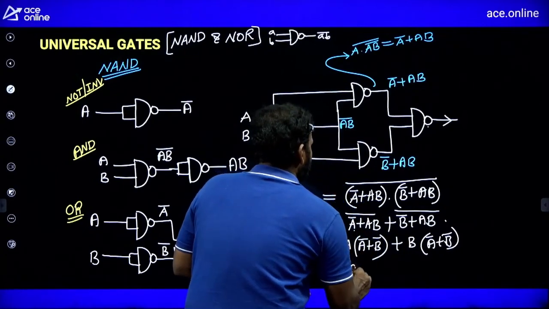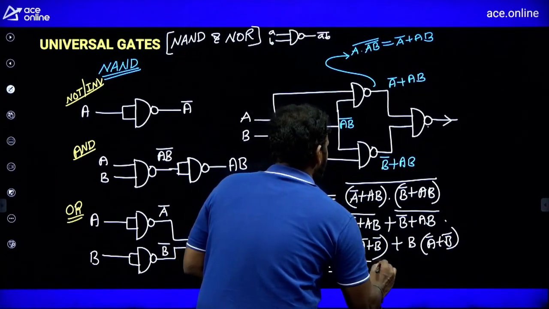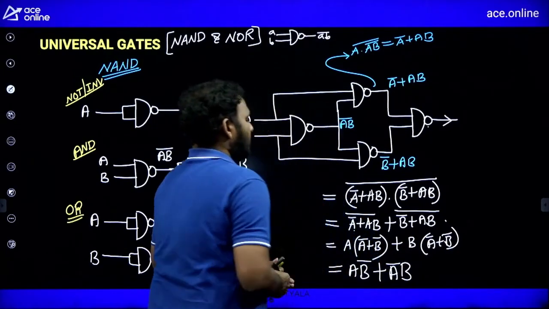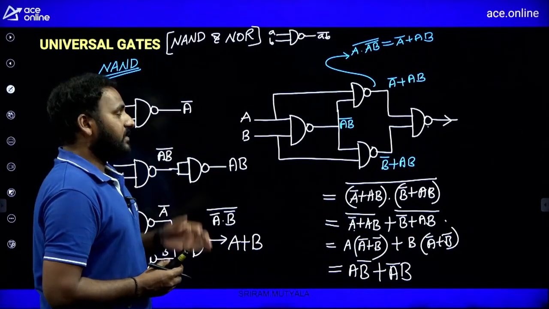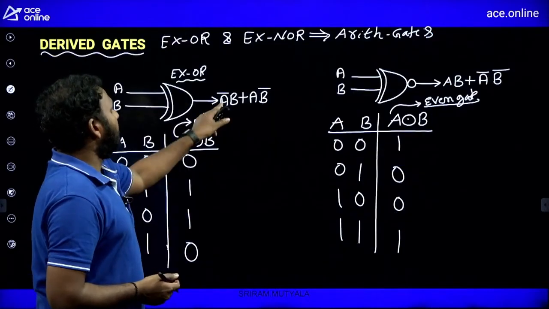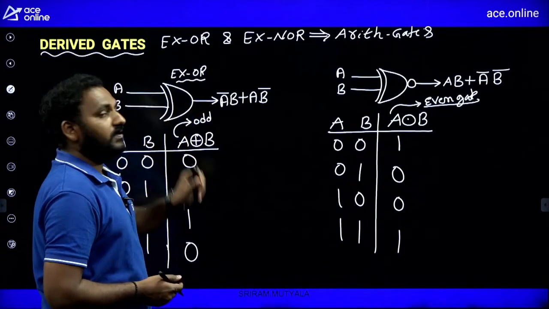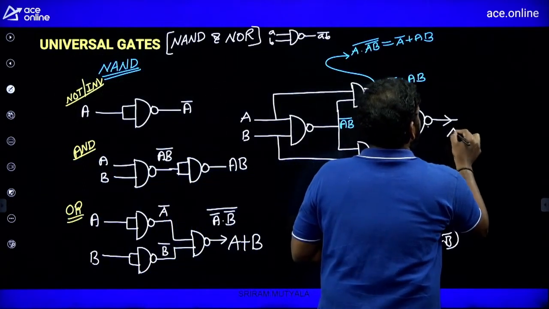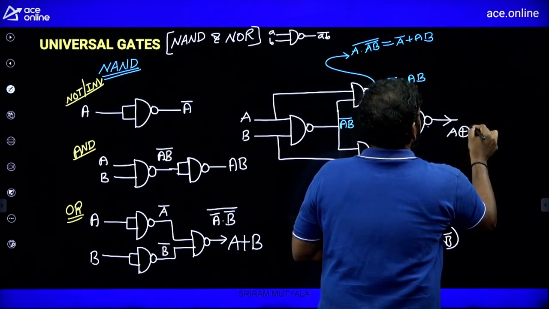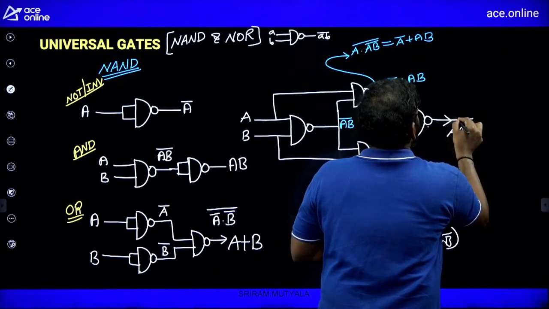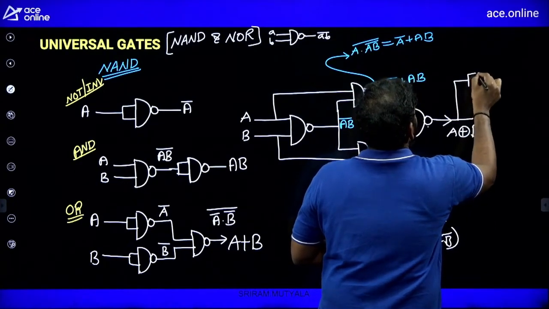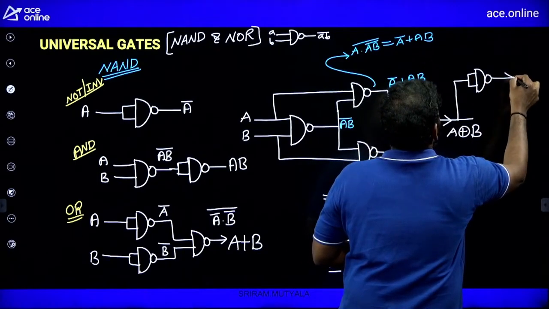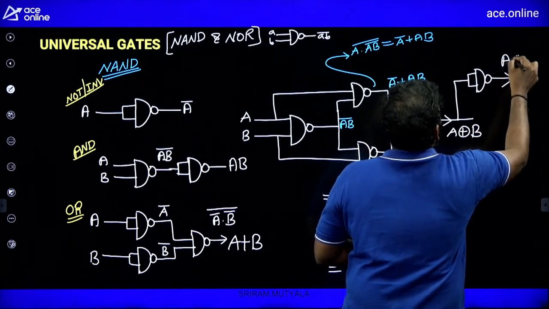A into A bar is 0. Result is AB bar. B into B bar is 0. Result is A bar B. AB bar plus A bar B means what? AB bar plus A bar B is nothing but XOR gate. So, here the expression is A XOR B. Then what is the complement of XOR gate? XNOR. Another NOT gate using NAND will give you XNOR.